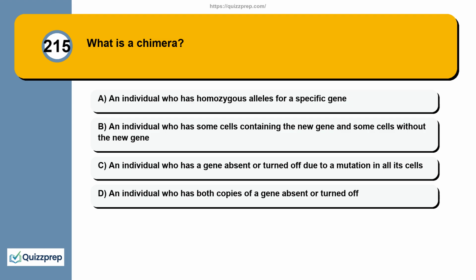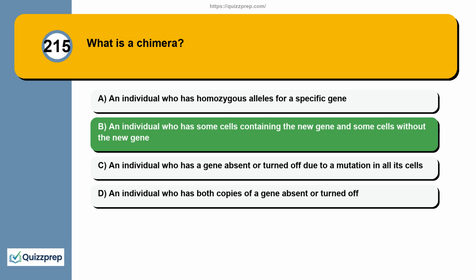Question 215. What is a chimera? Option A. An individual who has homozygous alleles for a specific gene. Option B. An individual who has some cells containing the new gene and some cells without the new gene. Option C. An individual who has a gene absent or turned off due to a mutation in all its cells. Option D. An individual who has both copies of a gene absent or turned off. The correct answer is option B. An individual who has some cells containing the new gene and some cells without the new gene.